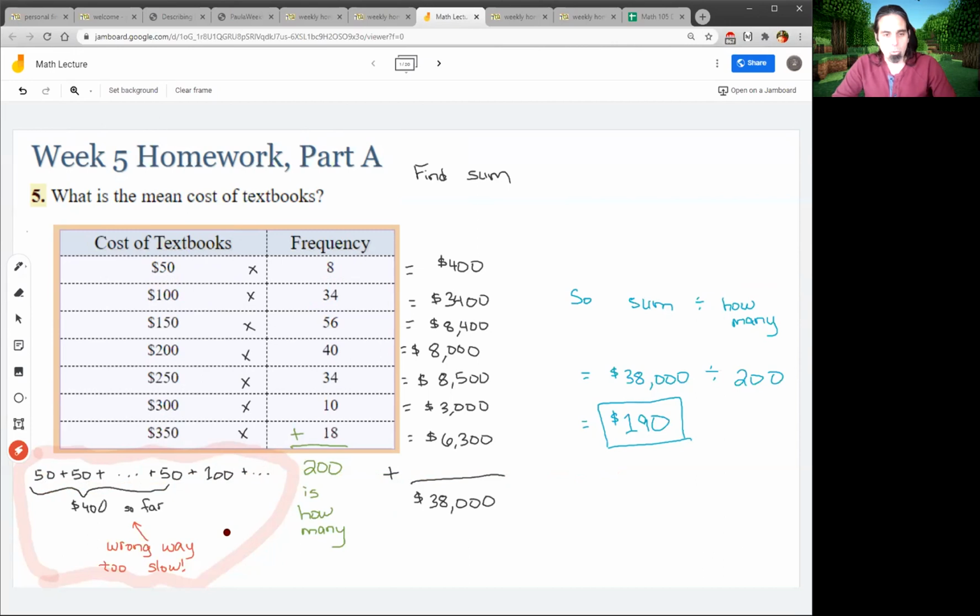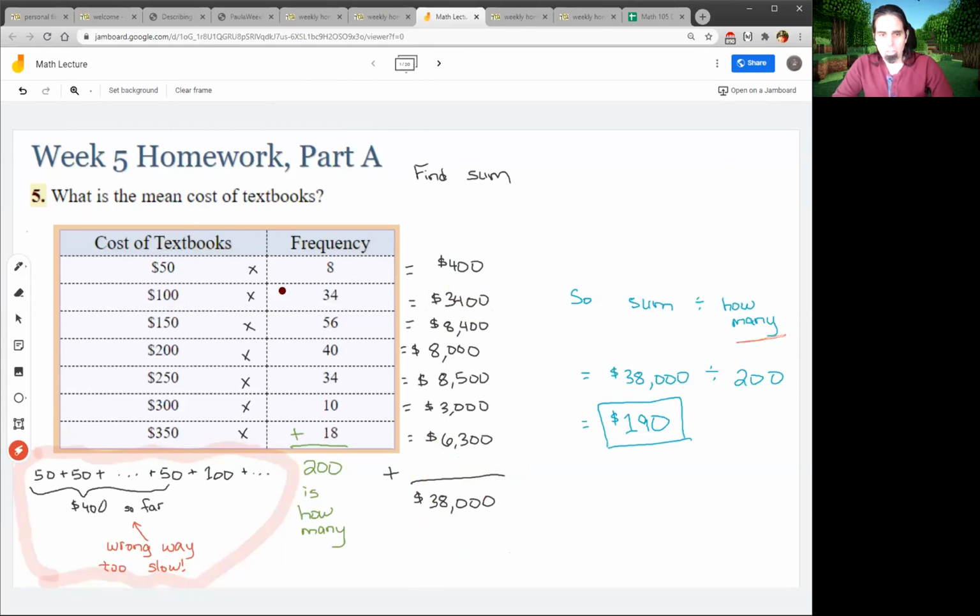So it's easier to multiply each row. We have 8 50s, and that's 400 so far. And then we have a bunch of hundreds and so on. So 50 times 8 is $400 contributed to the sum from the 50s. 100 times 4 is $3,400 contributed to the sum from the hundreds, and so on. And when we're done, we add them all up, and we find that the sum is 38,000.